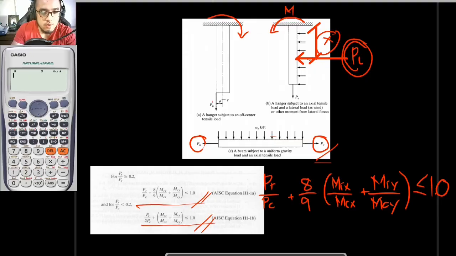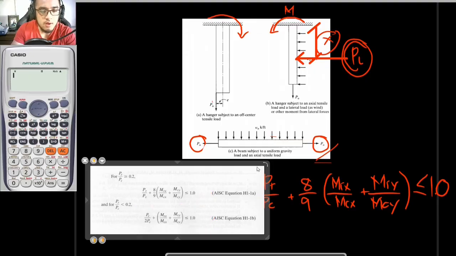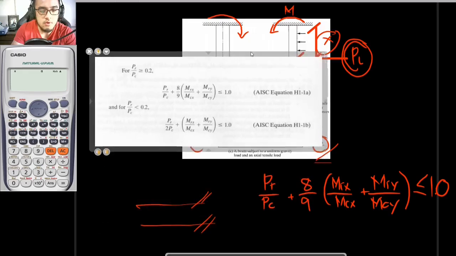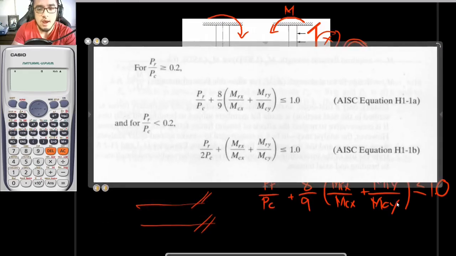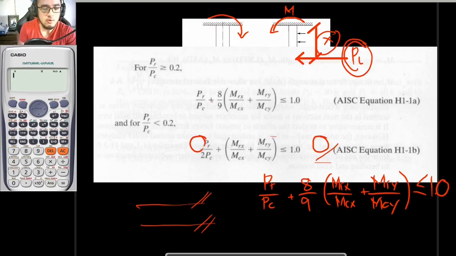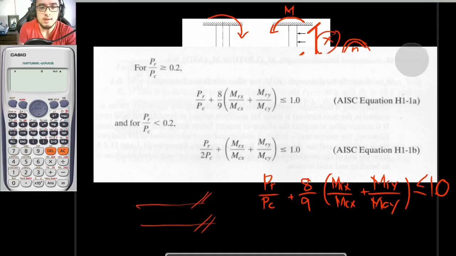And if this would help, I will try to zoom in so you can see the subscripts in the equation itself. So this is AISC equation H1-1a and AISC equation H1-1b. Is it clear now, guys? Everyone? Yeah, okay. Okay, anyway, so P sub R over P sub C.